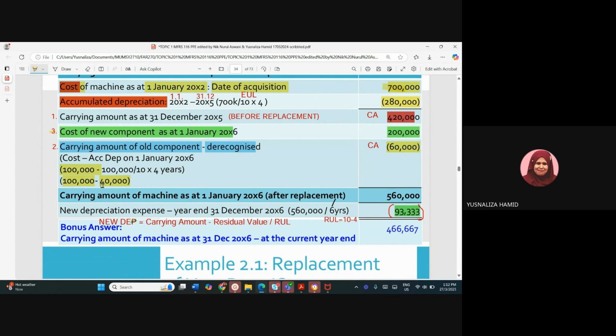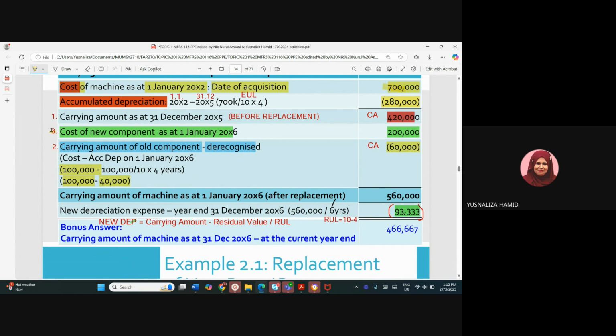So therefore, your depreciation would be accumulated to be 40,000. 100,000 minus 40,000, so it is 60,000. This 60,000 is the carrying amount that you have to eliminate. So when you have this carrying amount here, 420,000, this is before replacement, you will remove. When you remove, you deduct this 60,000. Then you include a new one.